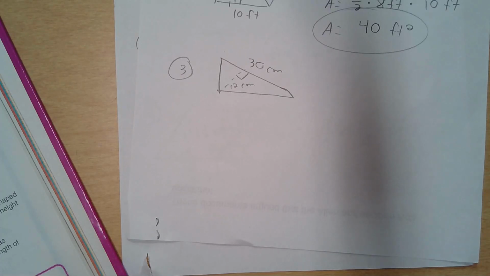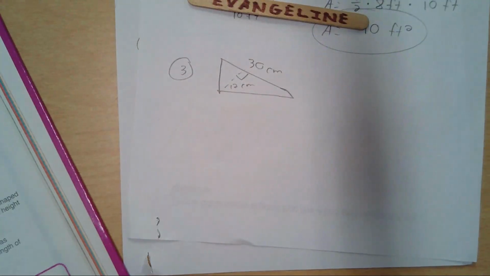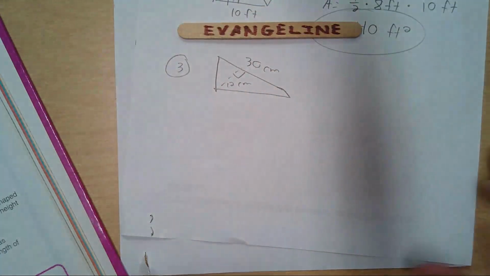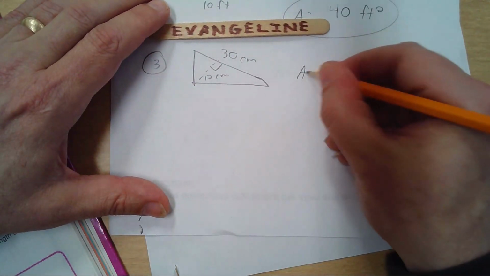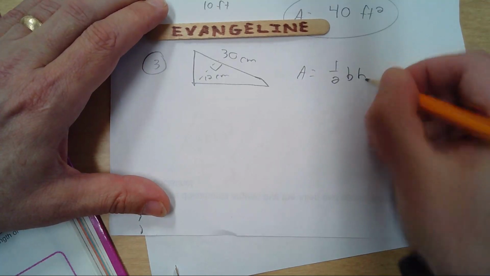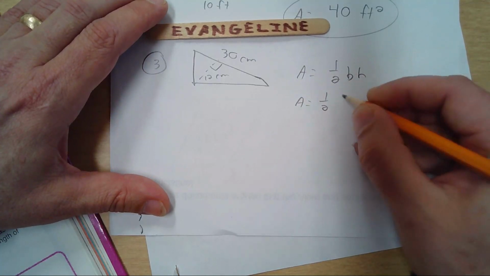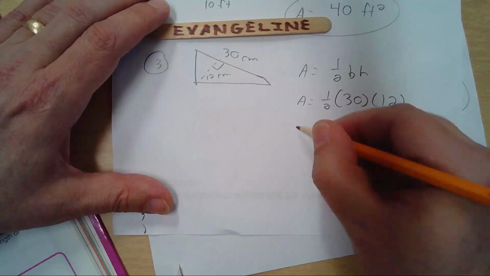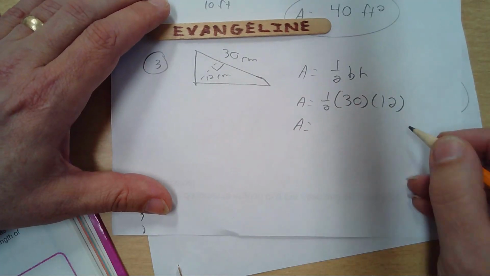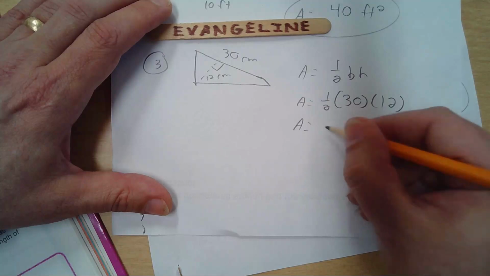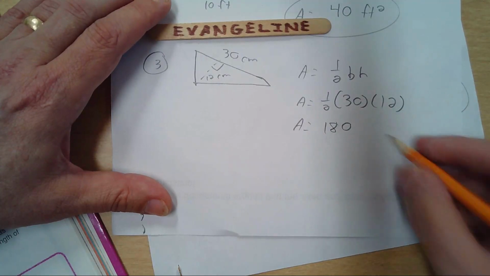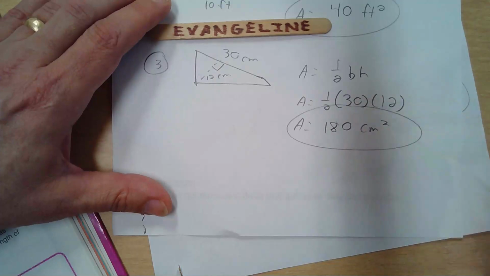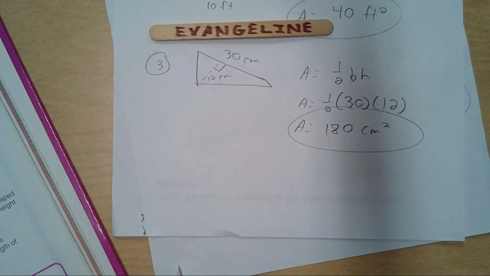Would it be feet triangle? All right, what do you think, Evangeline? I got 180 square meters. That's what I got. Times 30 times 12. Half of 12 is 6. 6 times 3 is 18. Add a 0. I also got 180. Right.